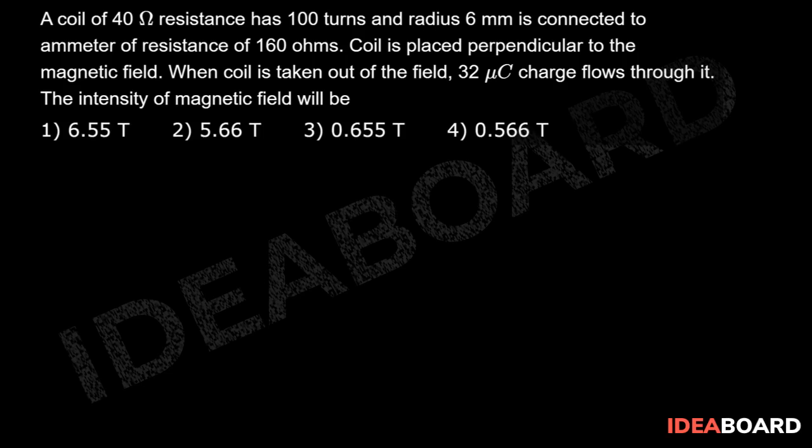A coil of 40 ohm resistance has 1000 turns and radius 6 mm is connected to an ammeter of resistance 160 ohms. The coil is placed perpendicular to the magnetic field. When the coil is taken out of the field, 32 microcoulomb charge flows through it. The intensity of the magnetic field will be.